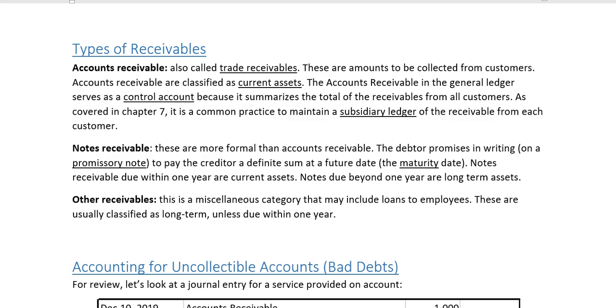Other receivables, this is a miscellaneous category that may include loans to employees. These are usually classified as long-term unless due within 1 year.